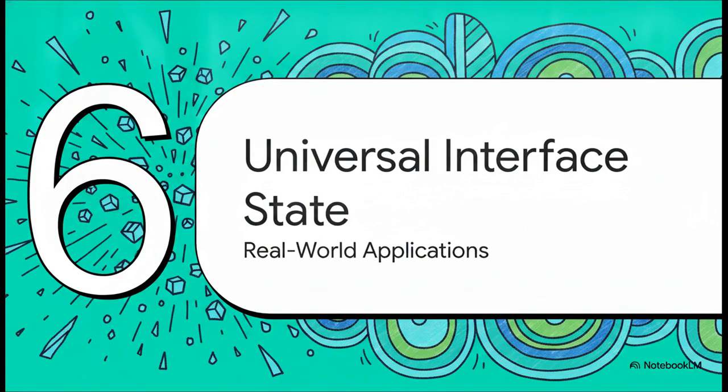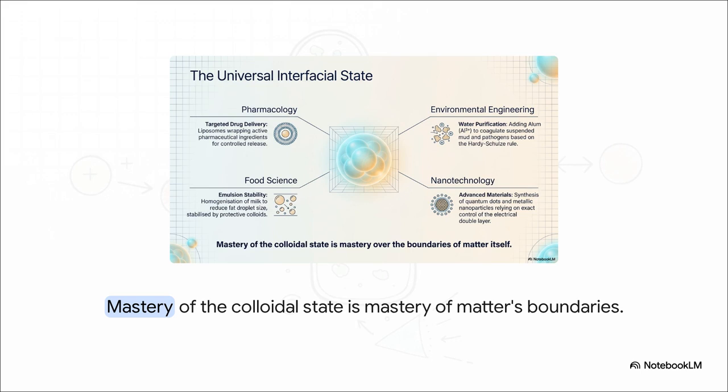Section 6. The universal interfacial state. Let's bring it all home. Why does this delicate dance of braking and shielding matter to us? Because this physical chemistry is everywhere. In environmental engineering, we use the Hardy-Schulze rule by adding trace amounts of aluminum to city water supplies to aggressively coagulate and filter out mud and pathogens.